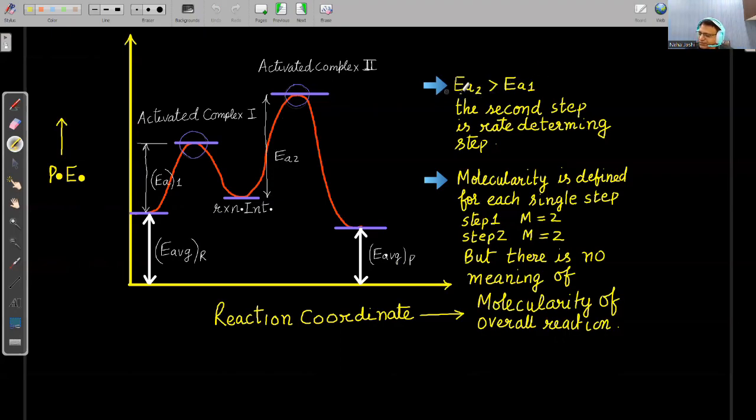So the first point is EA2 is greater than EA1, so the second step is the rate determining step. Molecularity is defined for each single step I have discussed, but there is no meaning of molecularity of the overall reaction. We can see that if we need to define what is delta H of the reaction, whether this reaction is endo or exo, then you can see this is the energy of the product, this is the reactant, and this is the difference. The energy of the product is less than the reactant, meaning this reaction will be exothermic.